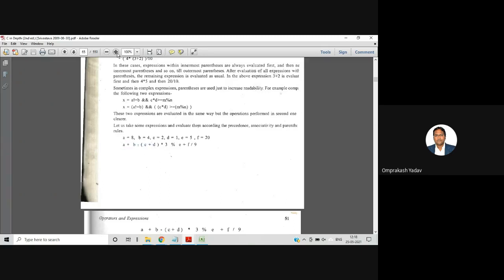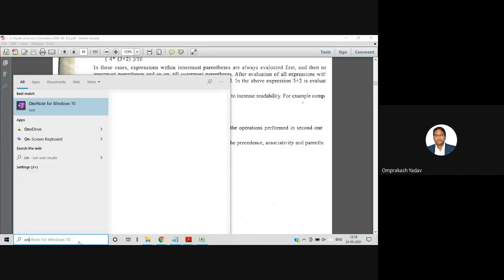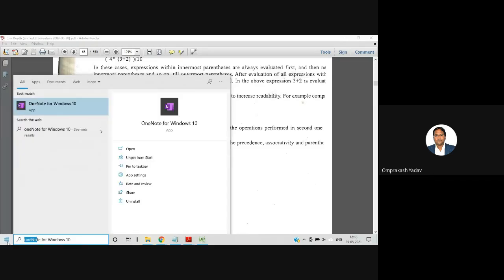If I can just zoom out here. A plus B minus, in the bracket, C plus D into 3 mod E plus F by 9. And you can write the question as: solve the following expression, and also write the hierarchy of each and every step. So this is a simple question. In fact, I had solved this kind of question. I'll just start my OneNote, or I'll start the Epic Pen.